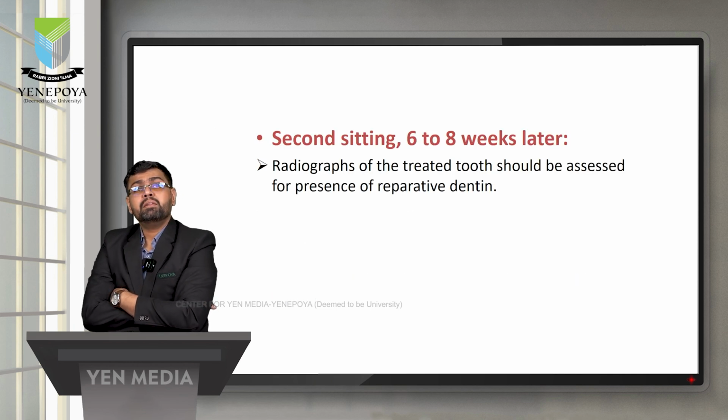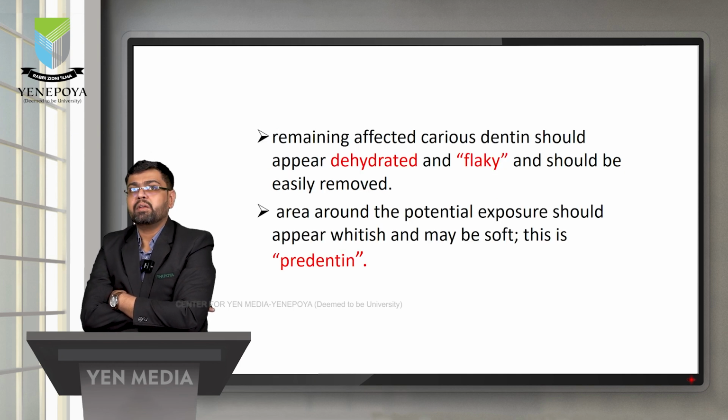Now, in the second sitting, which is 6 to 8 weeks later, a radiograph has to be taken to check whether reparative dentine has formed. Once you are sure reparative dentine is formed, start the second sitting. The remaining affected caries dentine will now appear dehydrated, dry and flaky, and can be easily removed. The area around the potential exposure should appear whitish and may be soft in consistency. This is nothing but the predentine that is formed.